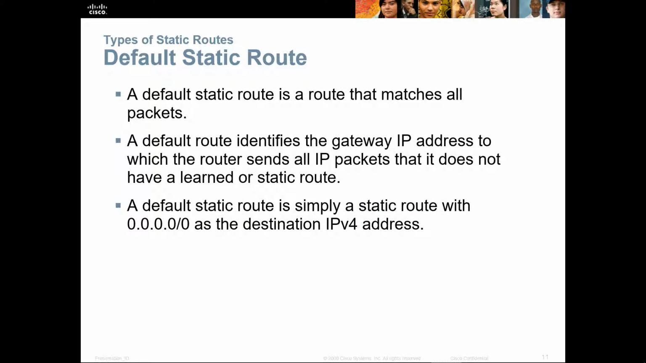A default static route is a route that matches all packets. A default route identifies the gateway address to which the router sends all IP addresses. A static route normally is a 0.0.0.0/0 interface or address. Those are specialized addresses that are going to match any IP with any subnet, and it's going to forward it out a specific interface or address. We're going to get more into that when we do the configuration portion.